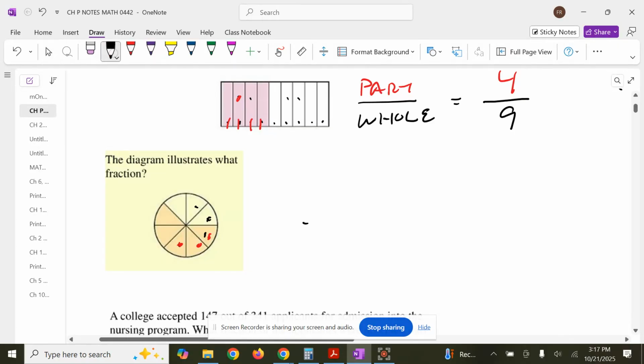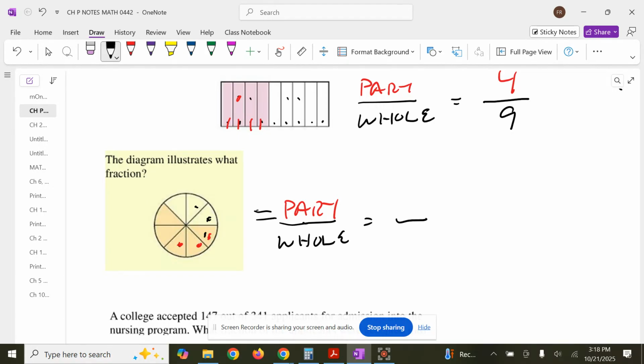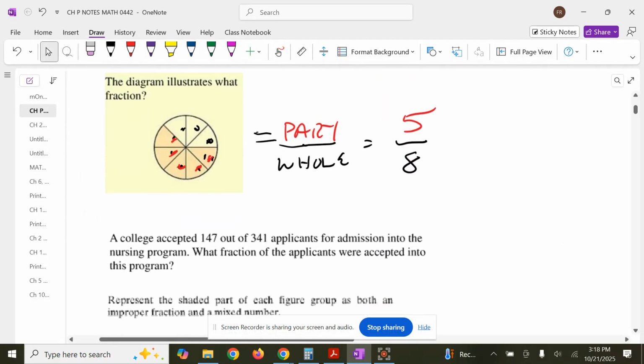In my next problem, y'all, I'm going to do the same thing, right? So again, in a fraction, we have a part out of the whole. So I'm going to say how many pieces or wedges do we have? 1, 2, 3, 4, 5, 6, 7, 8. There's 8 of them. Out of those 8 wedges, how many are shaded? 1, 2, 3, 4, 5. That's the part out of the whole, okay?